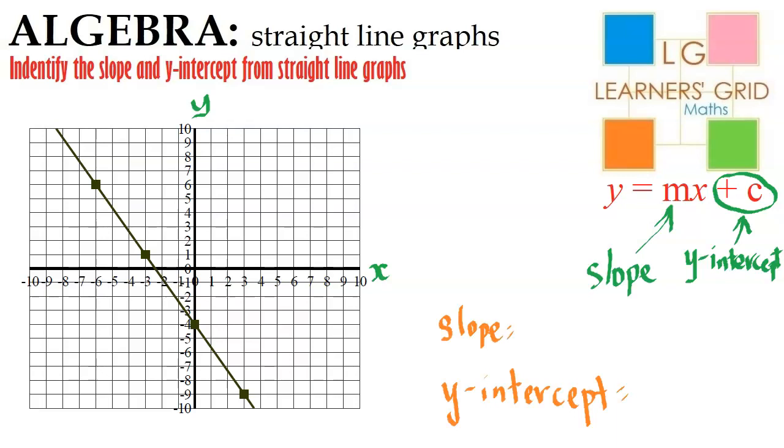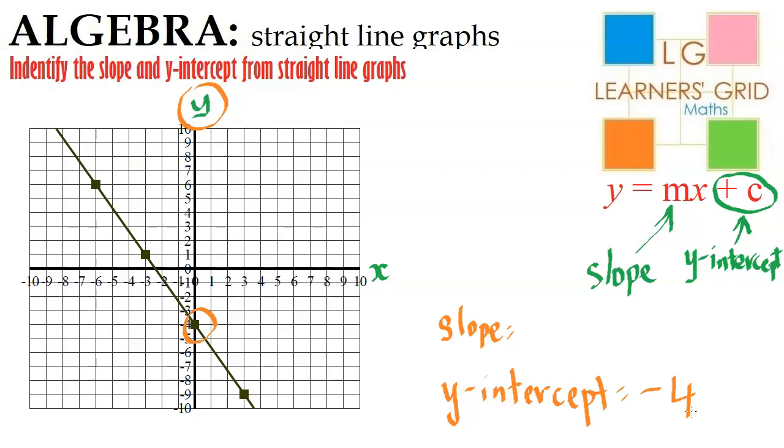Now the easiest answer to give is in fact the y-intercept, okay? And if we look here, we can see our straight line graph right here, and we now need to find where that straight line graph intercepts or crosses the y-axis. And it crosses it right here, which is at minus 4. So that's the answer for the y-intercept. What we also need to figure out is the slope.